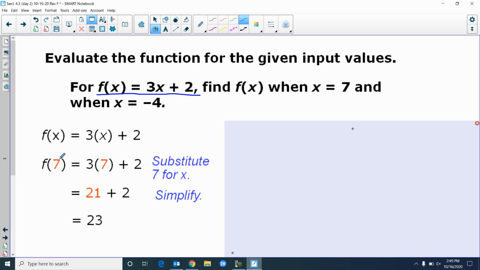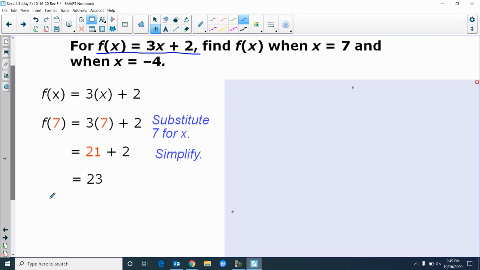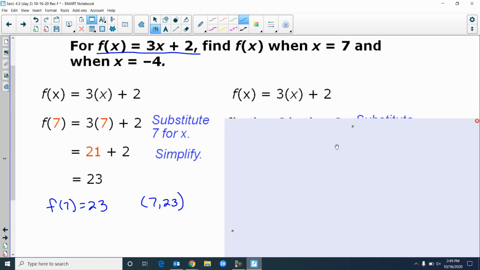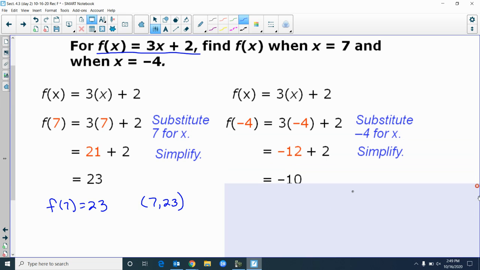So if I want to do f of 7, I make it 3 times 7 plus 2. I do the math. That's 21 plus 2. That's 23. So that means f of 7 equals 23. When I plug in the number 7, I get back the point 23. It's also an ordered pair. Now the second case is when x equals -4. So you plug in -4 for the values, you simplify, we get -10. So f of -4 equals -10.